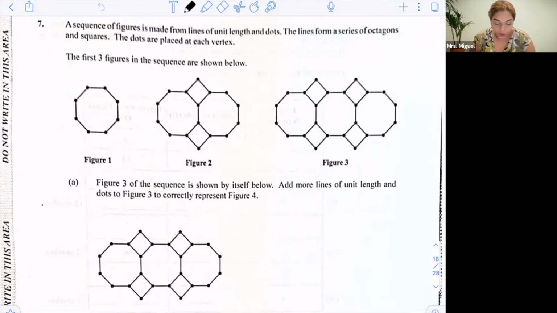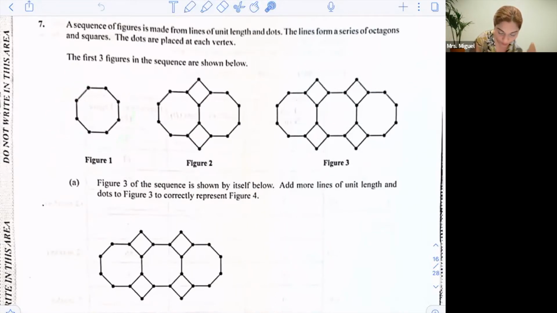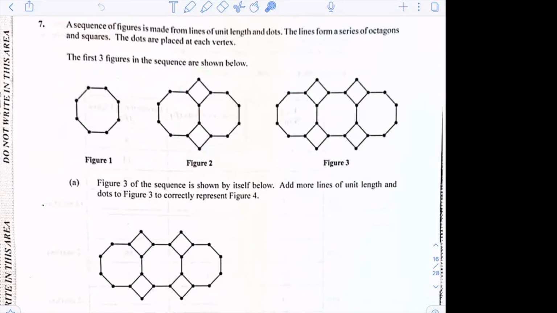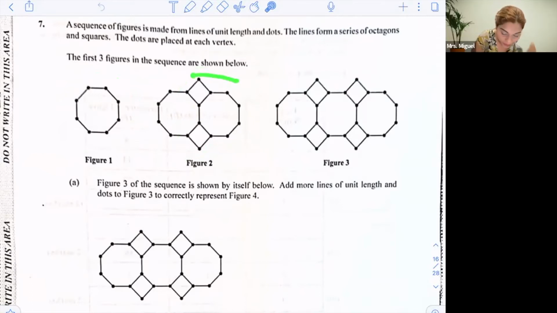So let us take a closer look at figure 1. Figure 1 is one octagon. Figure 2 is the octagon, but is joined by 2 squares and another octagon. So figure 2 is really figure 1, but we have this part here attached to it. Do you all see that? Yes, miss. Now, figure 3 is an extension of figure 2. So the examiner took figure 2, and you know what they did? They draw the square, and they draw the octagon, and they made figure 3. So every time we are moving from one figure to the other, we are adding 2 squares and an octagon.